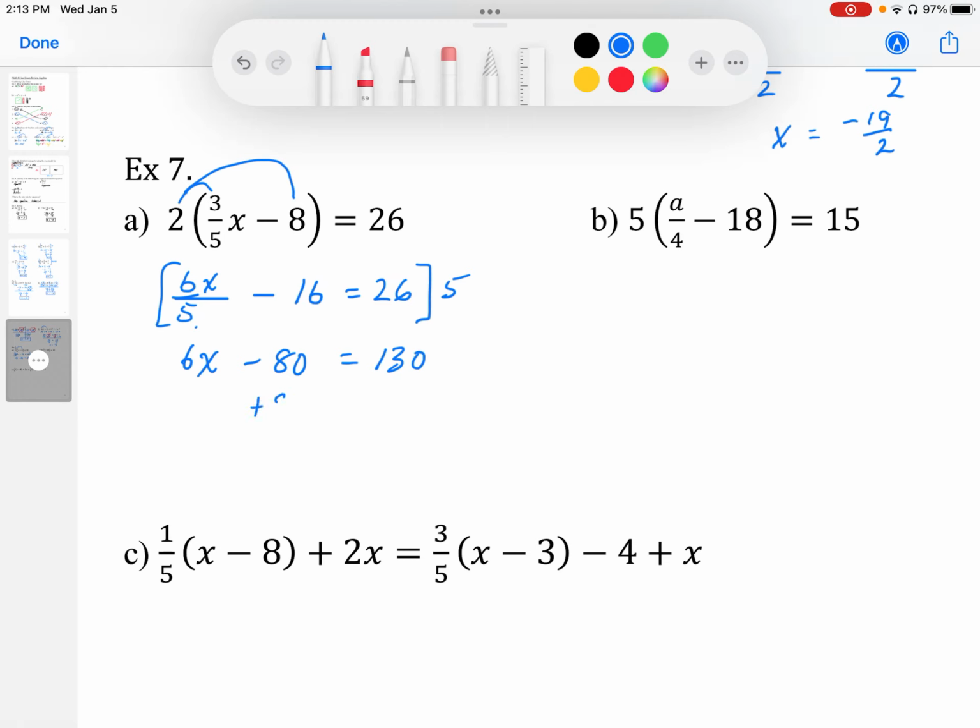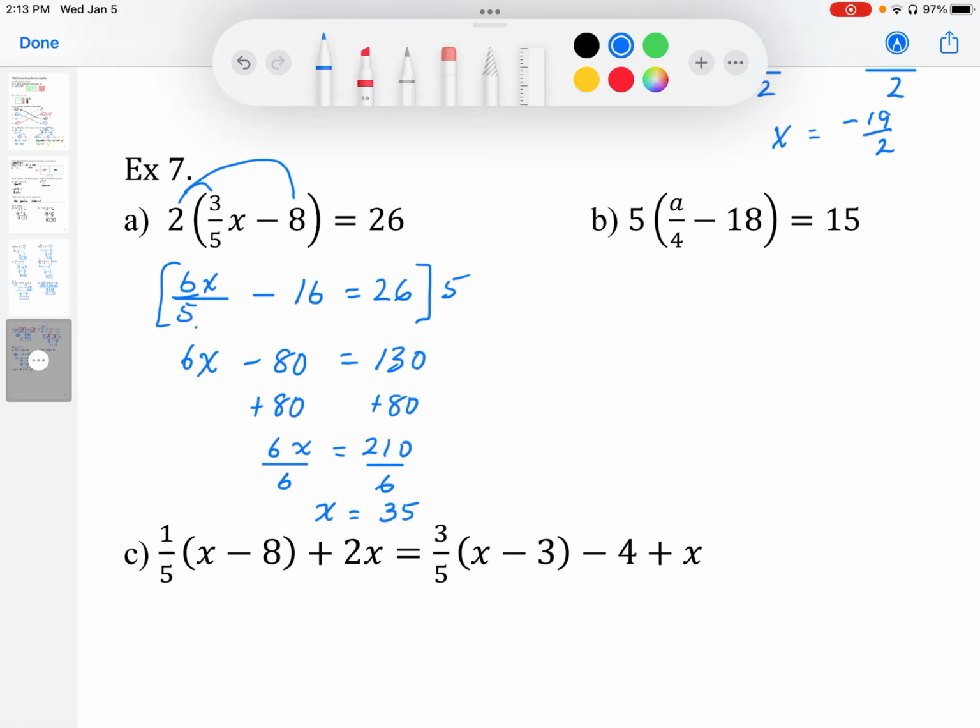Get rid of the minus 80 with a plus 80. And I end up with 6x is equal to 210. Get rid of the times with the divide by 6 on both sides. So I get x is equal to, that looks like 35. Okay, so x equals 35 is my solution.